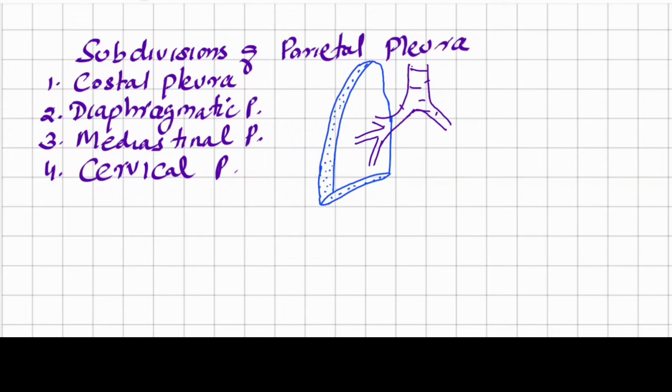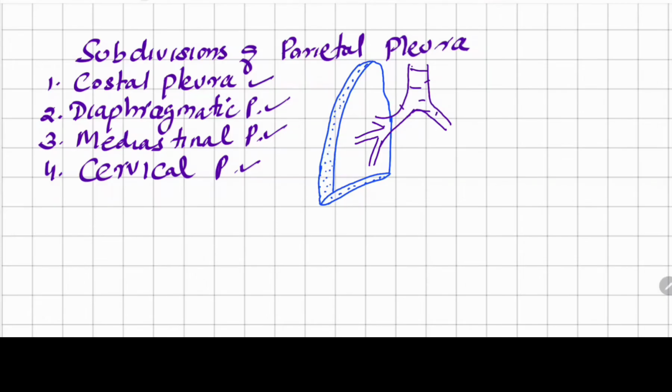For the purpose of description, the parietal pleura can be divided into costal pleura, diaphragmatic pleura, mediastinal pleura, and cervical pleura. What are these? Let us see. So here you are seeing a lung. This is the apex of the lung. Here comes the base of the lung. This is the mediastinal surface, and this is the costal surface.